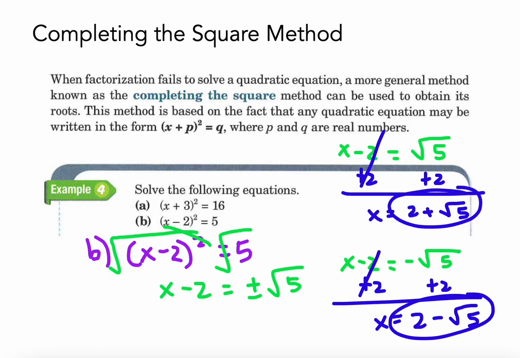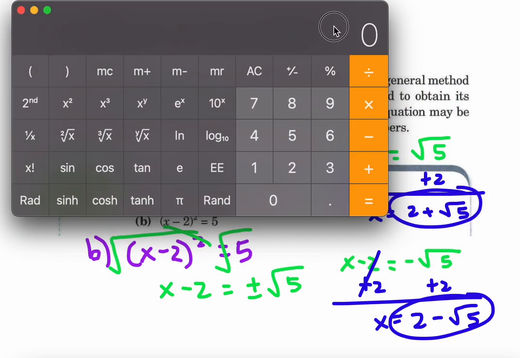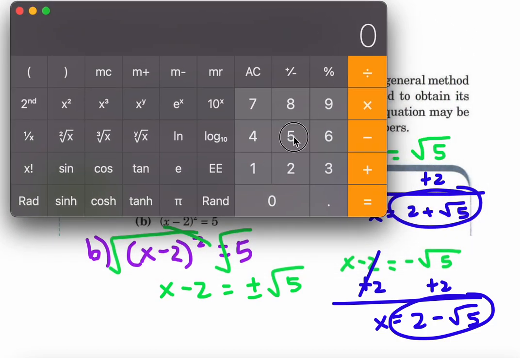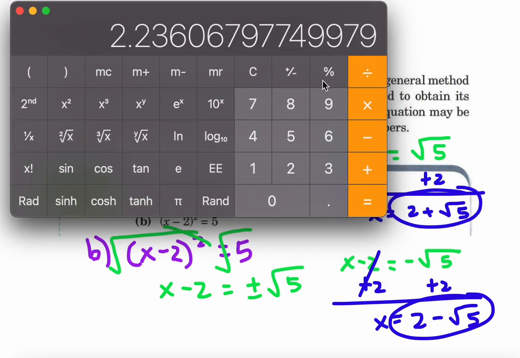If, however, the problem wants you to actually find it in decimal format, then you can do that. Let's say we round it to the nearest hundredths place, so 2 decimals after. Then you could put that into your calculator, square root of 5 plus 2, round to the nearest hundredths place, 4.24 now.